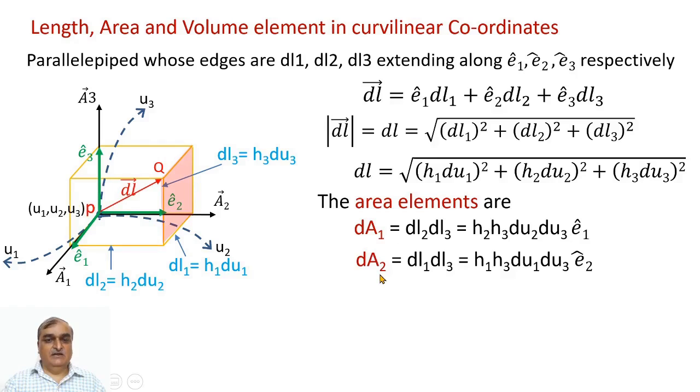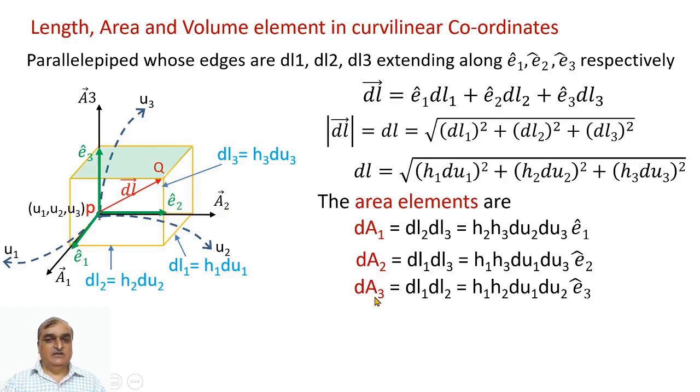Then the second area element, dA2, is along the a2 axis, having edges dl1, h1 du1, and dl3, h3 du3. And this e2 vector is normal to this area. Therefore dA2 is equal to h1 h3 du1 du3, along e2.